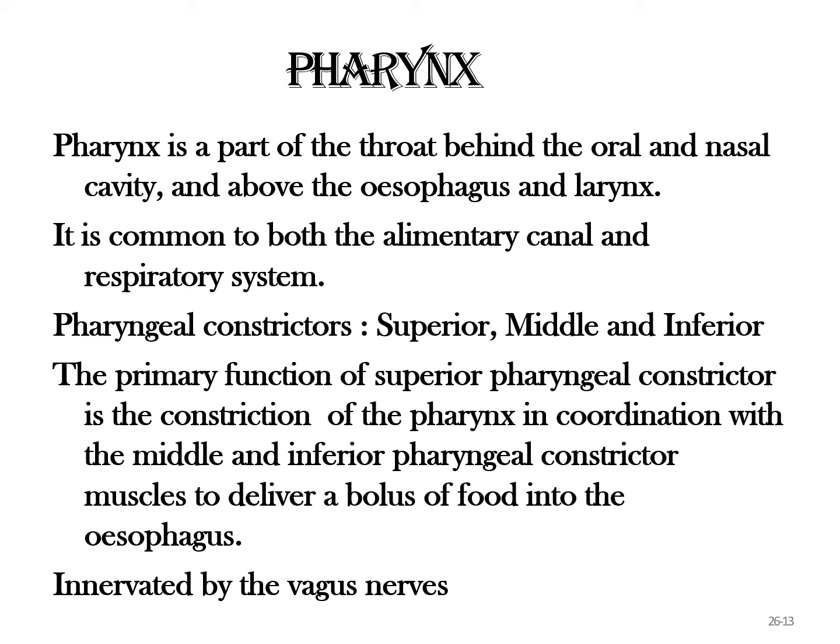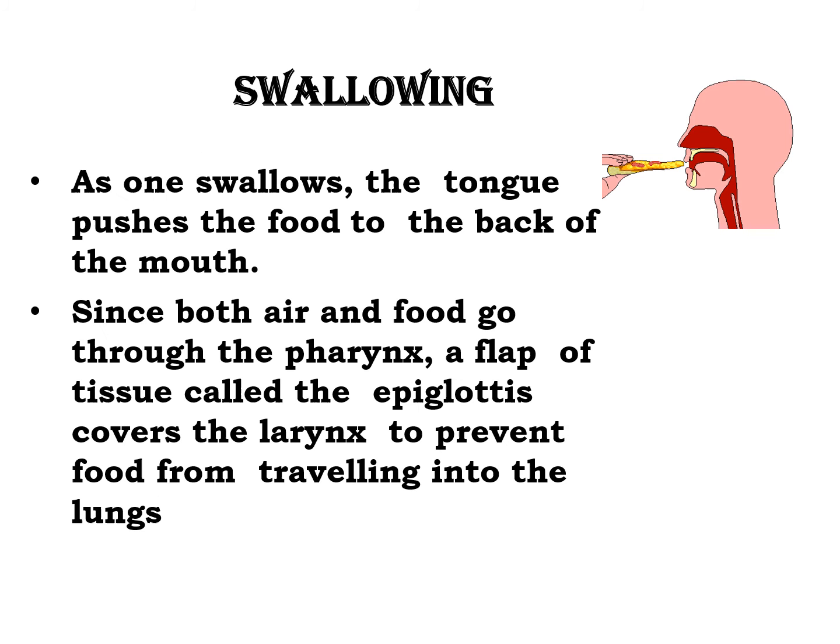The primary function of the superior pharyngeal constrictor is the constriction of the pharynx in coordination with the middle and inferior pharyngeal constrictor muscles to deliver a bolus of food into the esophagus. The pharynx is innervated by the vagus nerves.